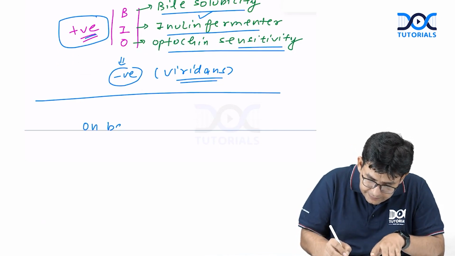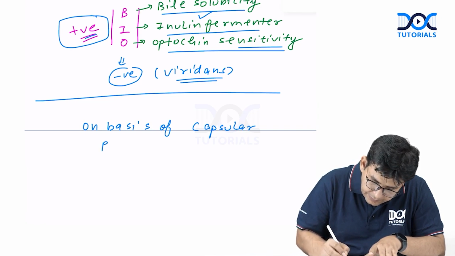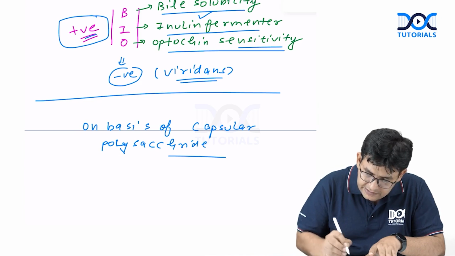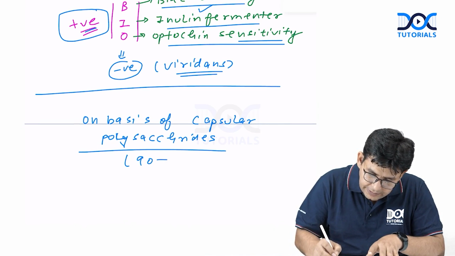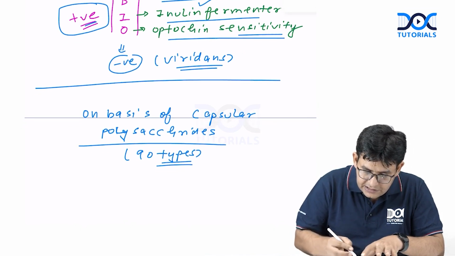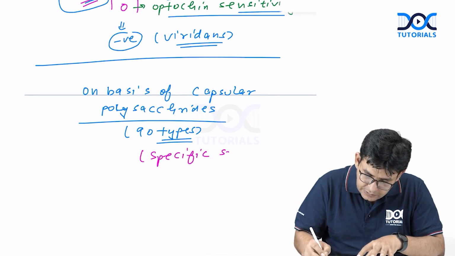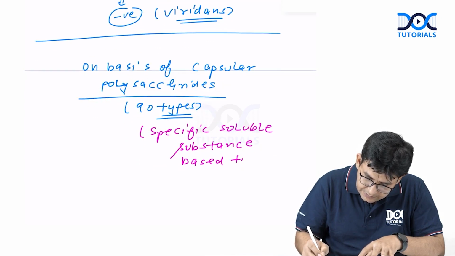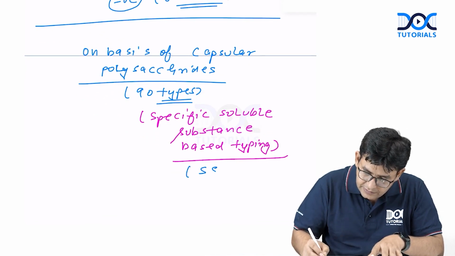On the basis of capsular polysaccharide. Okay, just now we have done that it is made up of polysaccharide. On the basis of these capsular polysaccharides, we divide this particular pneumococcus into 90 types. And there is a special type that is termed as S, specific soluble substance based typing. Okay, specific soluble substance based typing, and that is in short termed as what? S typing.